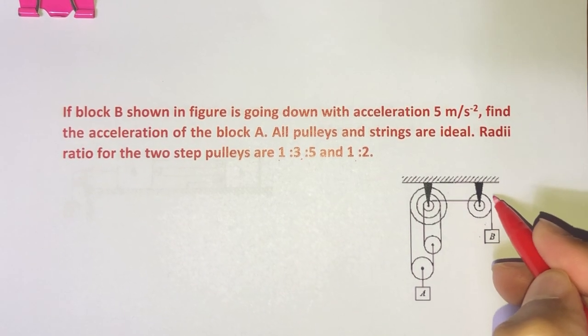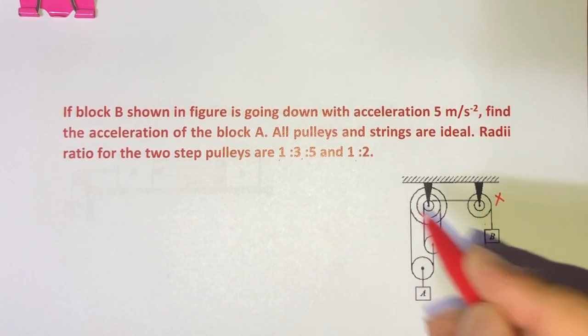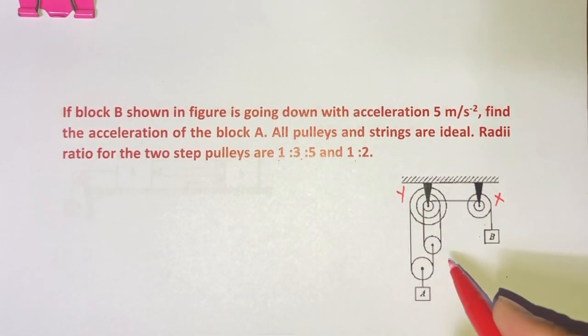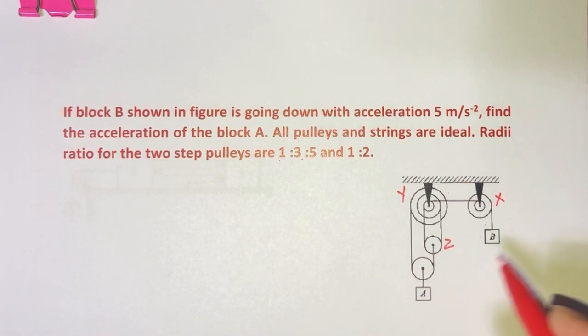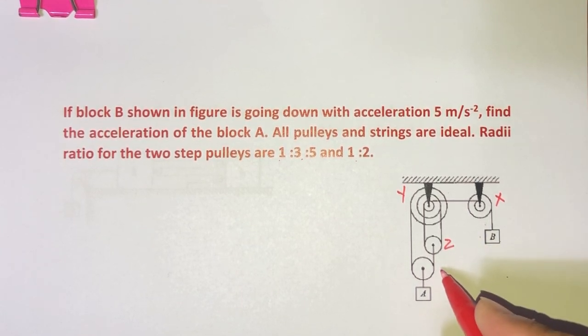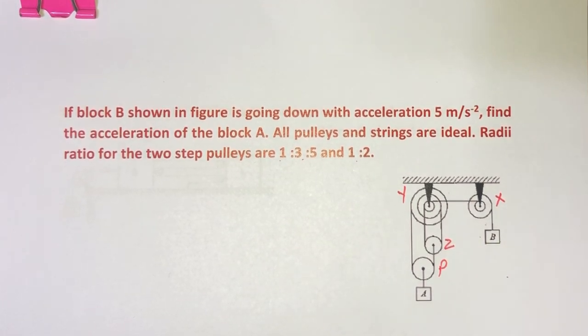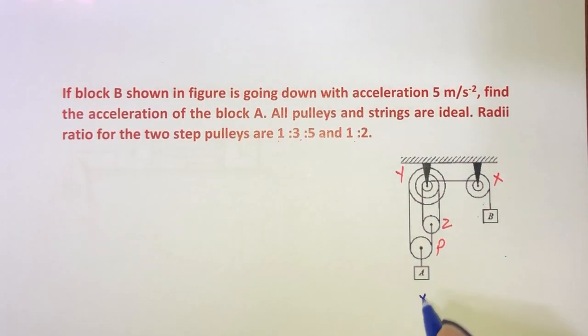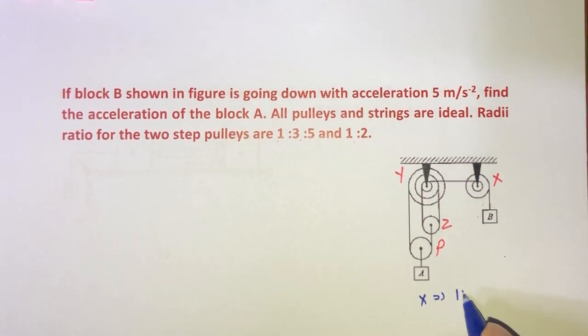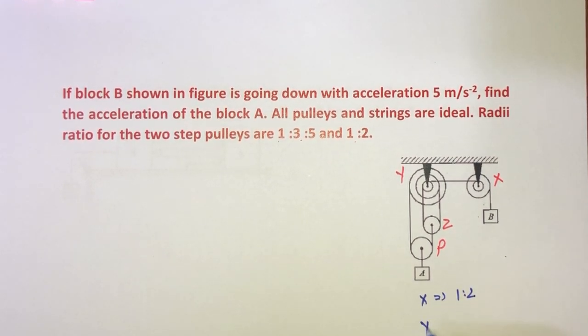So let us call this step pulley as X, this as Y, and let us call this as Z, and let us call this as P. So pulley X has the radii ratio of 1:2 and pulley Y has the ratio 1:3:5.